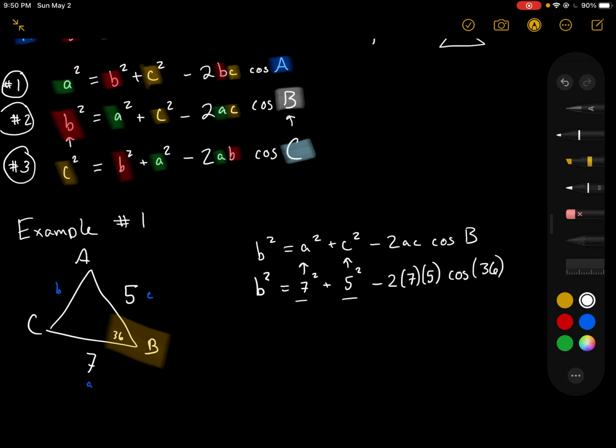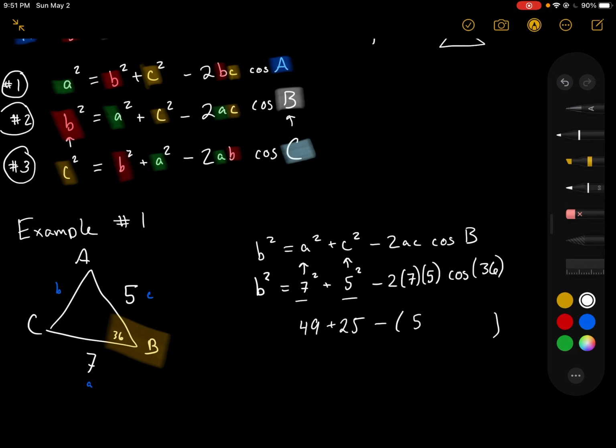And we know that the cosine of b, in this case, is cosine 36. At this point we're just evaluating. So we'd put these things together: we would have 49 plus 25, and then minus 2 times 7 times 5 times the cosine of 36. Let's go ahead and punch all that in.